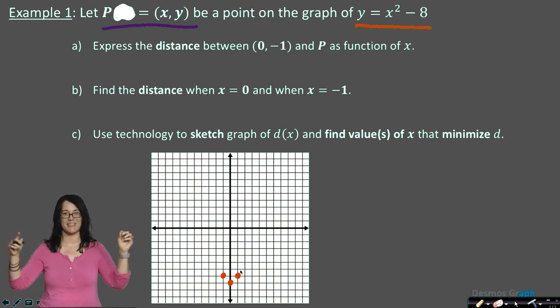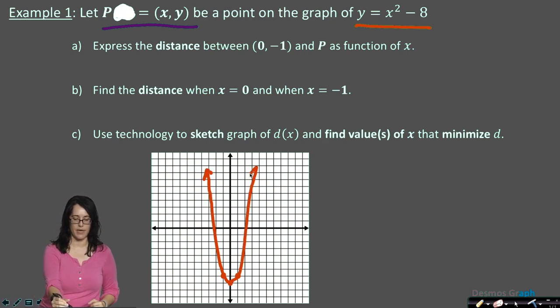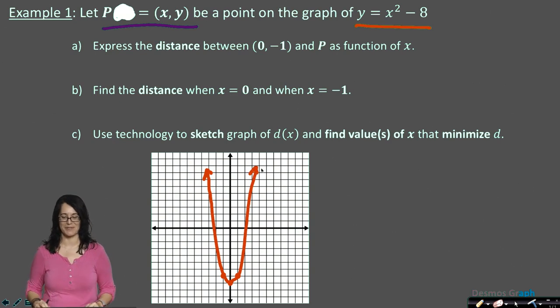We could also find the x-intercepts by letting y equal 0 if we wanted to, but eventually you'd get some graph that looks something like this, a parabola opening up after being shifted down 8 units. So mine's a little rough, hopefully yours looks nicer.